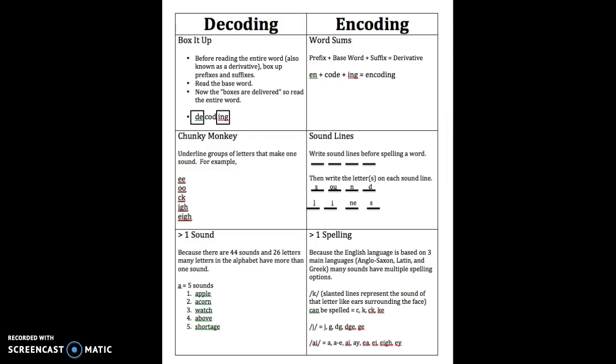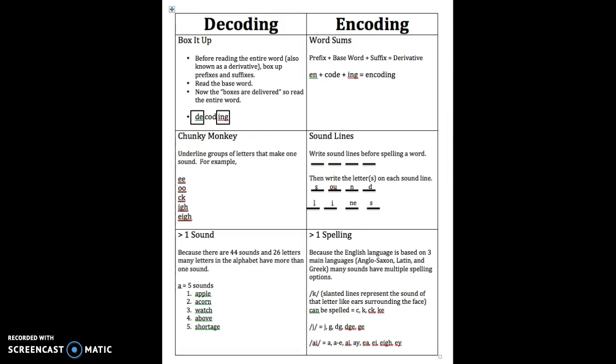Now, another strategy I use when decoding is Chunky Monkey. Chunky Monkey is a strategy that I want students to do in order for them to realize that some groups of letters have more than one sound. In the English language, 1, 2, 3, or 4 letters can make one sound. So when there's a chunk of letters, I often utilize an underline. So if they're doing a worksheet, reading words, and they don't realize that the 2 E's make one sound, I would underline it and I would tell them the sound.